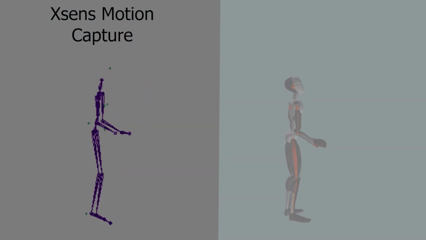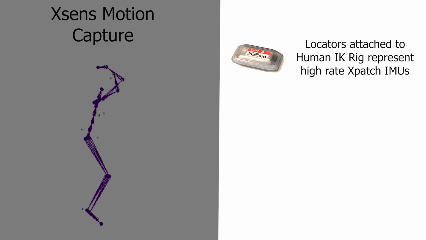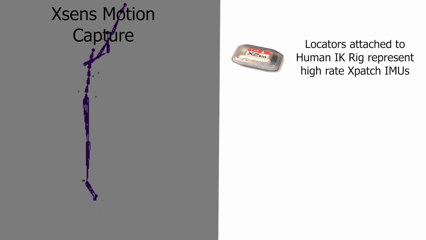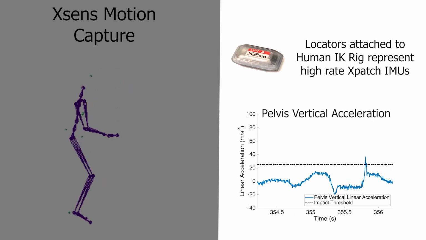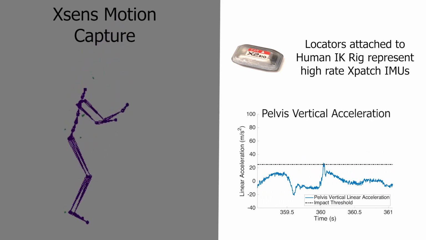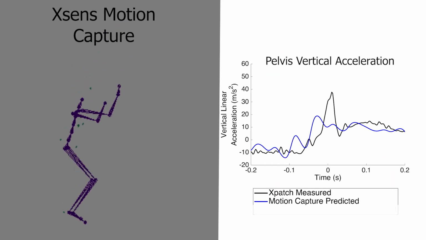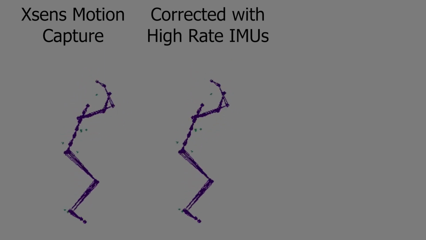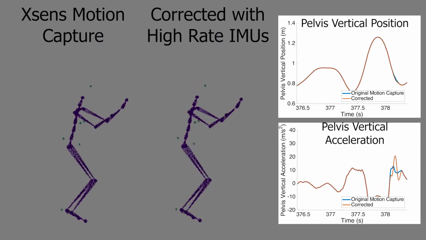We attached locators to the rig at the location of high-rate IMUs, which we used to predict high-rate IMU accelerations with forward kinematics. Vertical linear accelerations exceeding 25 meters per second squared from the high-rate IMU at the pelvis were used to identify impacts. Once impacts were found, we superposed a correction function to the rig generalized coordinates to match high-rate IMU accelerations. In the corrected motions, we observed little adjustment to generalized coordinates such as vertical position, but this still yielded substantial increases in impact accelerations.